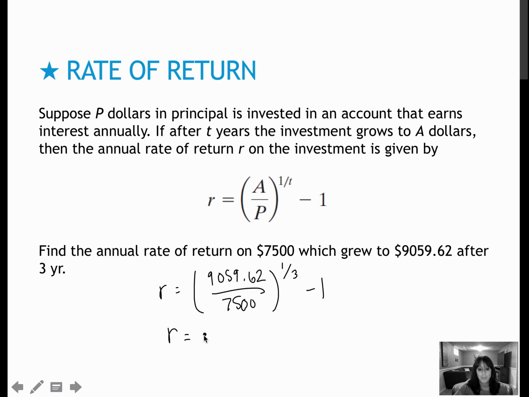The value I got in my calculator was 1.06499, etc. I'm going to take 1 away from that, and then I'm going to round. And so my rate of return is 0.065, which is 6.5% rounded to the nearest tenth of a percent.